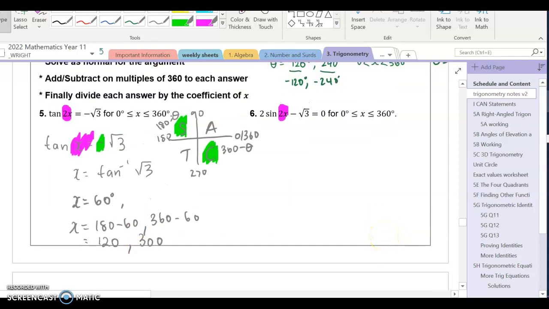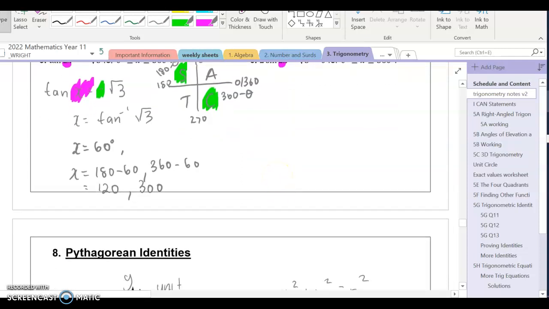Okay, now that was for x. So that was solving this part here. Tan of x is equal to minus root 3 within that domain. What have we got? We've got tan of 2x. So a little bit of algebra involved. So x is what we want to get. We're actually saying that we've got 2x equal to 120 degrees and 300 degrees.